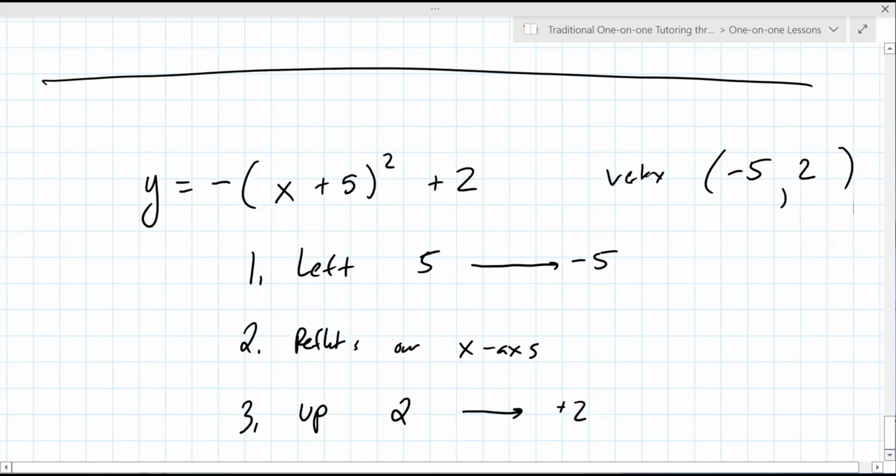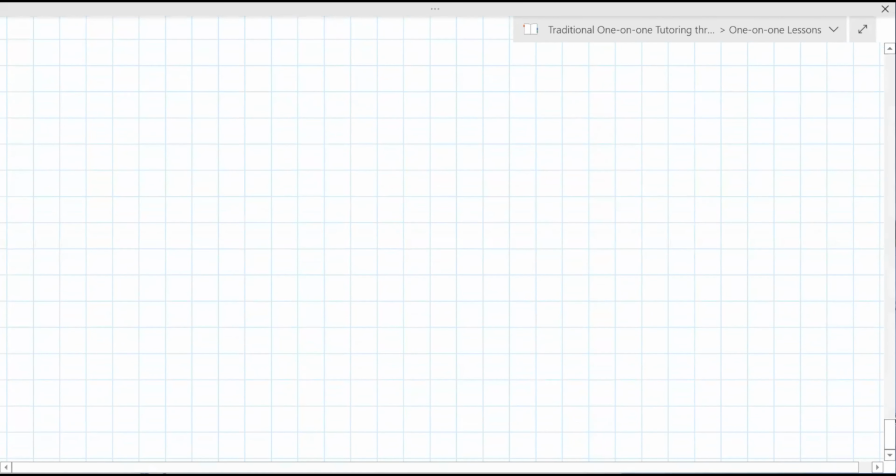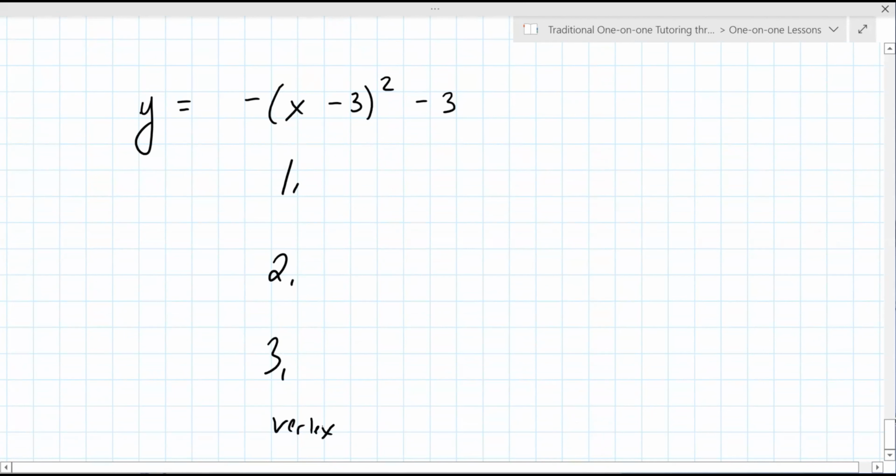Are you ready to look at a more difficult one? Do you feel like you've got this transformation down? Actually, let's do one more. All right, negative (x minus 3) squared minus 3. So I want you to write down the 3 transformations and then give me the vertex. The first transformation, it goes right 3. Go ahead and write them down here. Take a moment to see if you've got it. Then I'll check in with you.